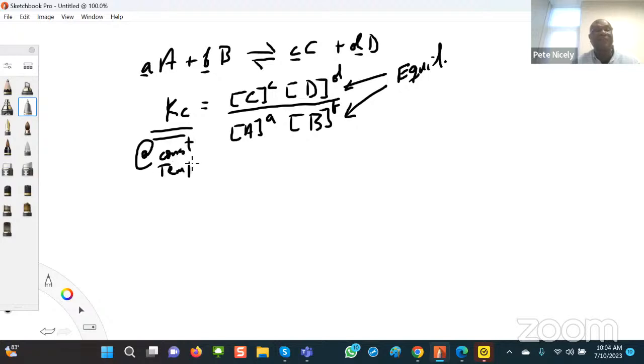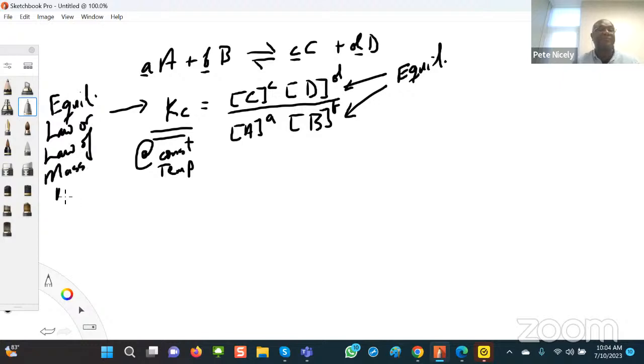In some textbooks, they call this the equilibrium law or the law of mass action. So that's basically what we'll be dealing with in question 1. Now, before we move on to the actual question, a couple of things I want to say about this equation.